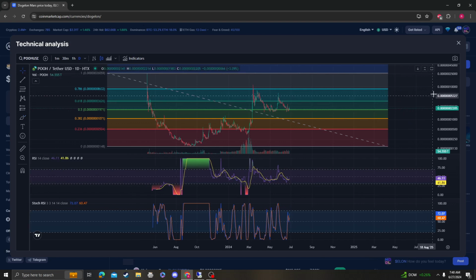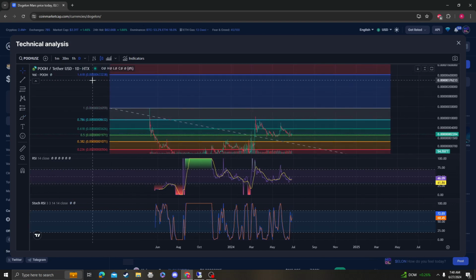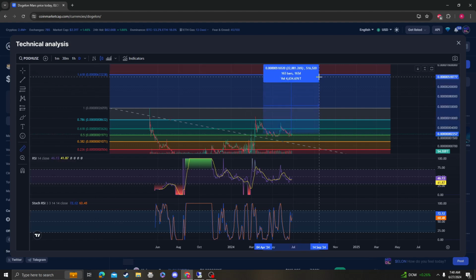I think that once we break the previous all-time high, we're headed towards 5.06, which is around a 250x. Is that right? Yeah, no, that is. So 10x is 1,000, 20x is 2,000. Yeah, so that's 250x.